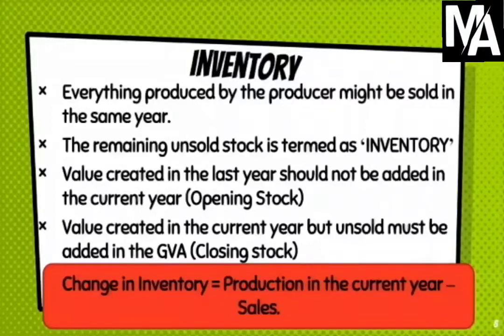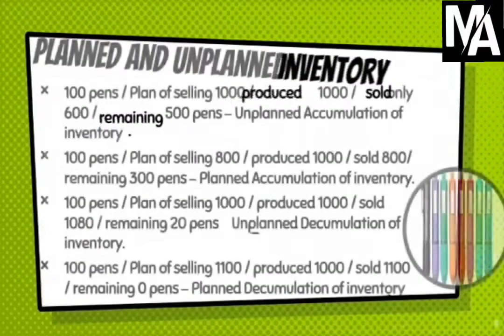So in simple terms, what is change in inventory? Change in inventory is nothing but the production in the current year minus sales. So whatever you have produced in this current year minus whatever you have sold, if at all there is something remaining, that will be the change in stock or change in inventory. And since you have added a value to the economy in this year, that definitely has to be included while calculating national income using value added method.